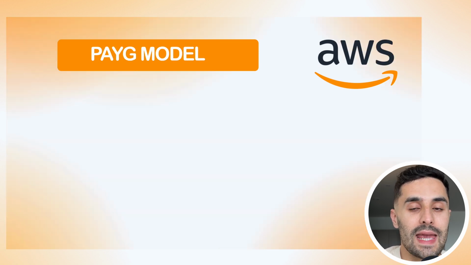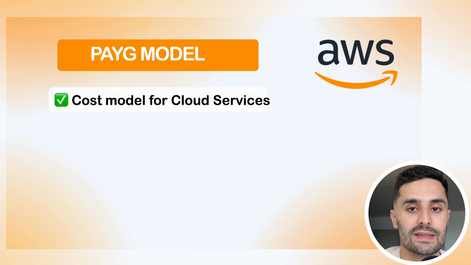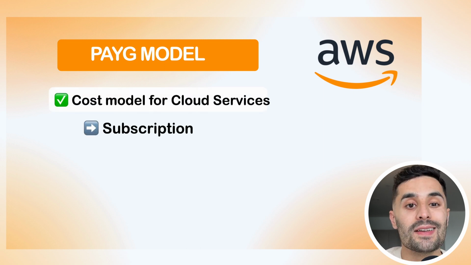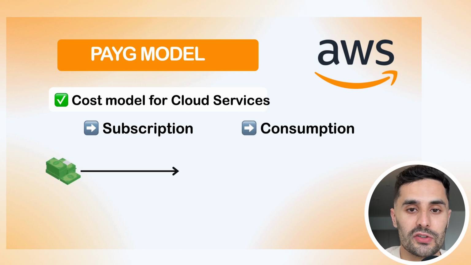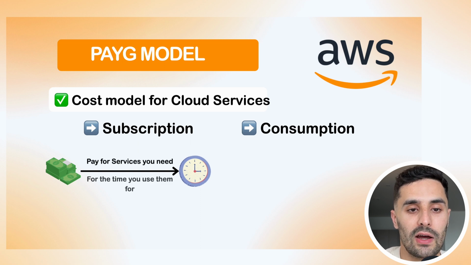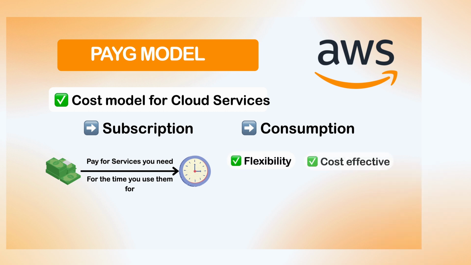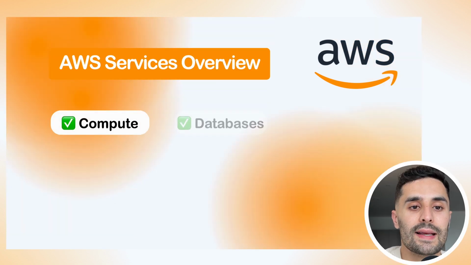Next up, we have the pay-as-you-go model. Now, the pay-as-you-go model is a cost model for cloud services that includes both subscription-based and consumption-based models. With AWS, you only pay for the individual services you need, without needing long-term contracts or complex licensing. This model has benefits such as flexibility, cost-effectiveness, and the capacity to scale up or down without upfront costs or termination fees. Now we'll take a look at some of the major AWS services categories.